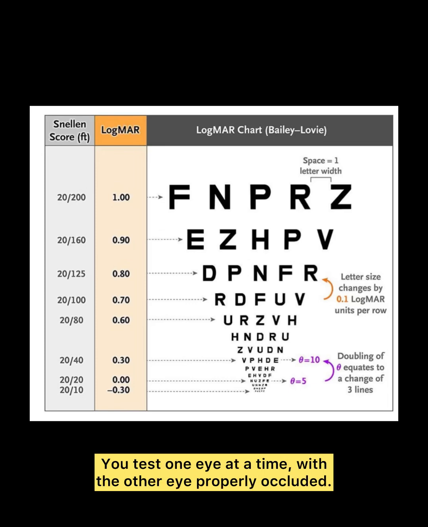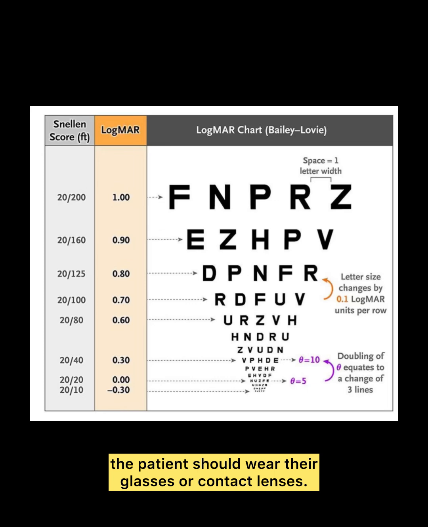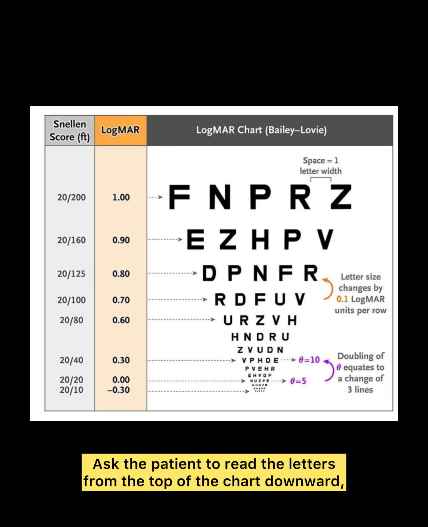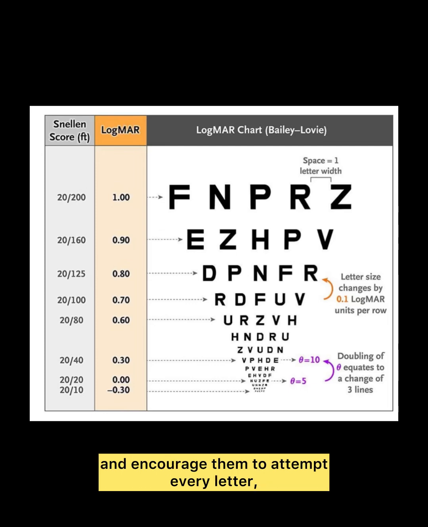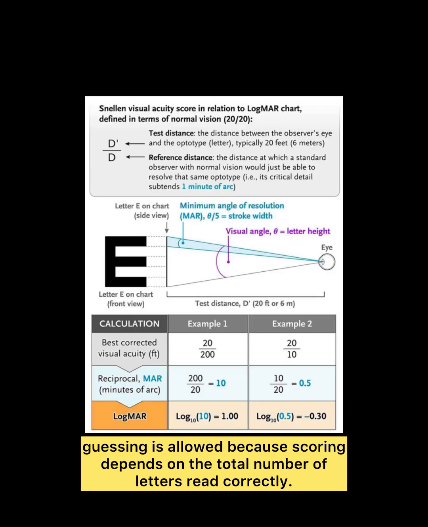You test one eye at a time, with the other eye properly occluded. If you are measuring best corrected visual acuity, the patient should wear their glasses or contact lenses. Ask the patient to read the letters from the top of the chart downward, and encourage them to attempt every letter, even if they are unsure. Unlike Snellen testing, guessing is allowed because scoring depends on the total number of letters read correctly.